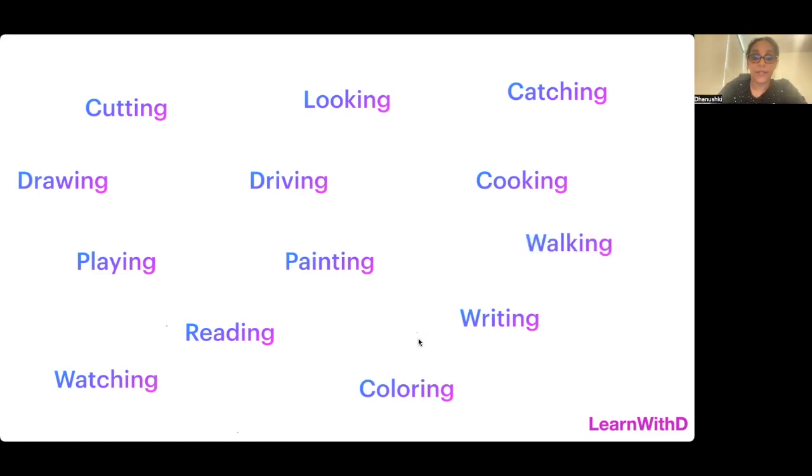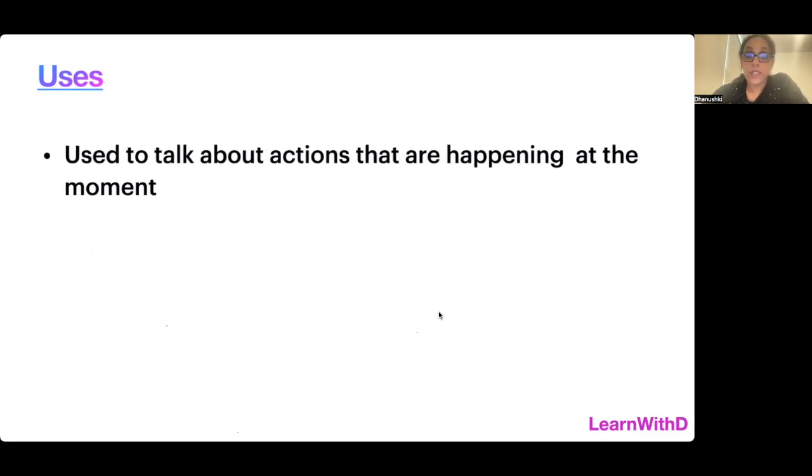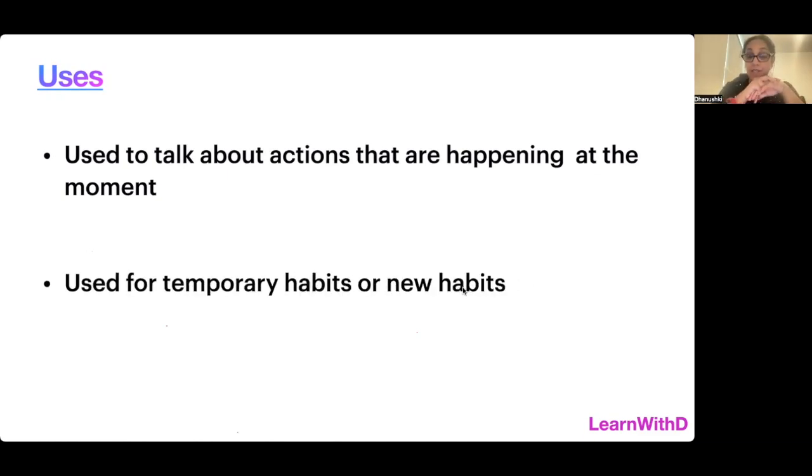All right. What are the uses? So, we use the present continuous when we talk about actions that are happening at this moment. Things that are happening right now. And we also use this tense to talk about temporary habits or new habits. So, what are temporary habits? Temporary habits are habits that we have started recently and that we are not going to do forever. So, we're going to do these things for a specific amount of time, right?